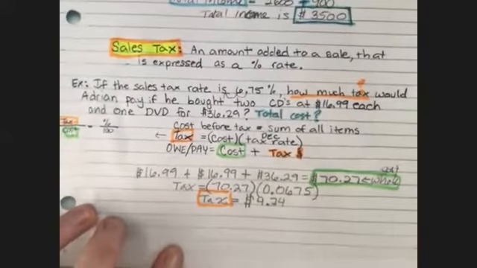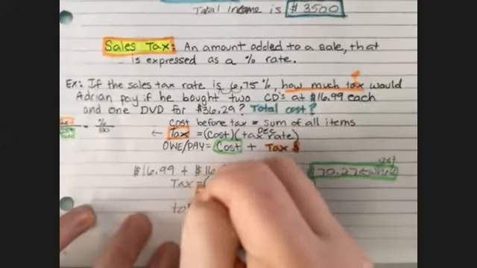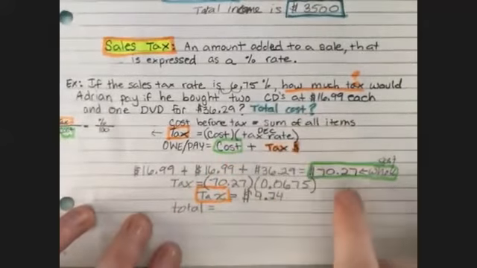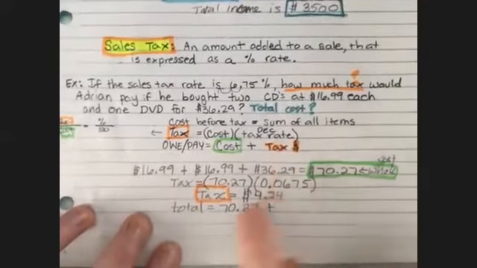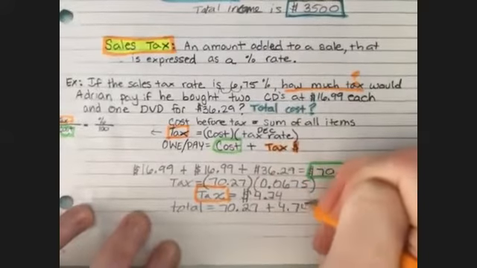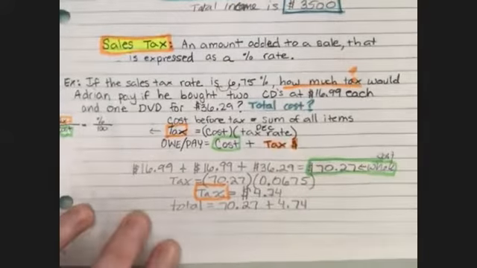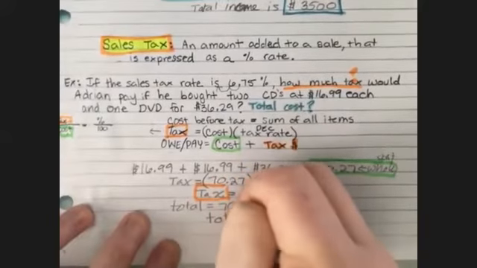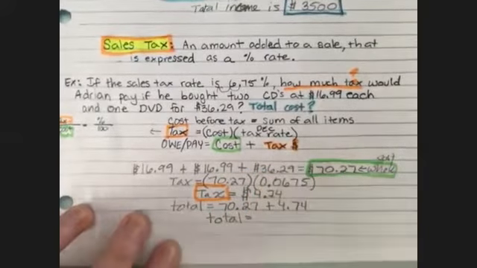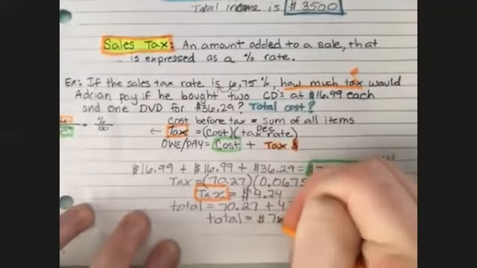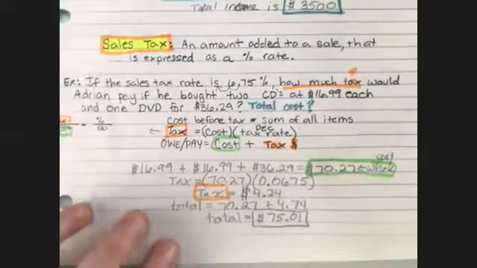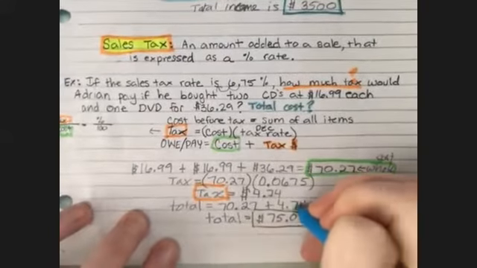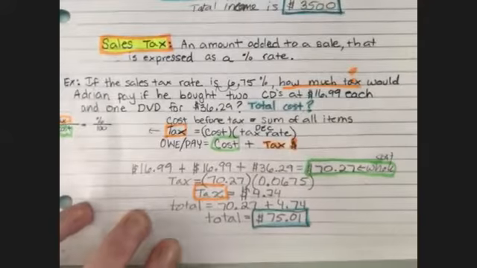So now I need to add to get the total cost, okay, $70.27 plus my tax, which is $4.74. Once I add those together, you should get a total cost, which is what you would have to pay the store, and that would be $75.01. And that would be the total cost. So 2-step problem, you got to find the tax, and then you got to find what you need to pay.